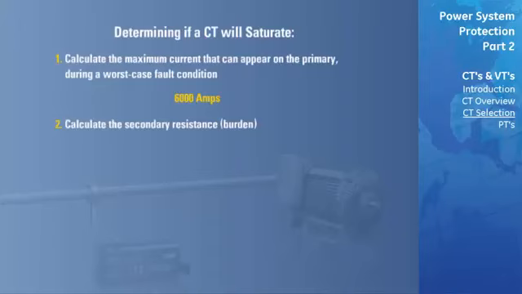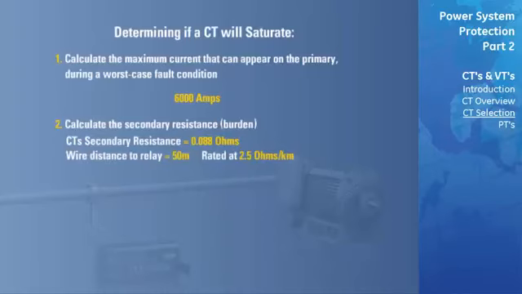The phase CT's secondary resistance, that is the resistance of the windings on the CT, is equal to 0.088 ohms. The length of each wire from the CT to the relay is 50 meters and has a rated resistance of 2.5 ohms per kilometer. The total burden is equal to the CT secondary resistance, which is 0.088, plus 2 times the lead length of 50 meters multiplied by the lead resistance of 2.5 ohms per kilometer, and then divided by 1,000 meters. This is then added to the relay burden of 0.008 ohms, resulting in a total burden of 0.346 ohms.